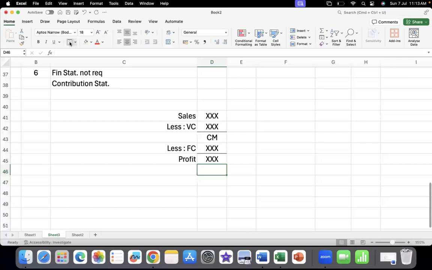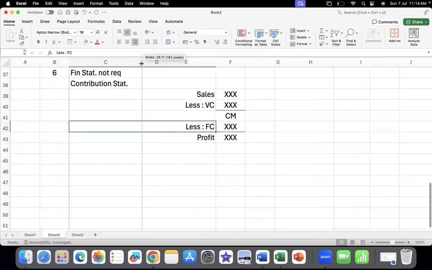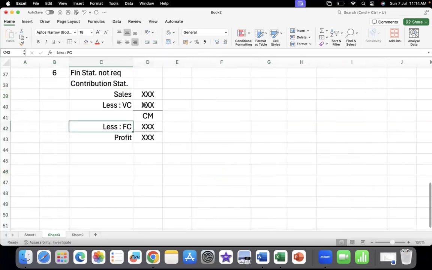What if I am paying interest? What is my operating profit? What is my non-operating profit? What is my gross profit? What is my net? Nothing. We don't require that. What we need is sales. What we need is variable cost. What we need is a contribution margin and the fixed cost. That's it. Once you have this, you have a contribution statement in place.